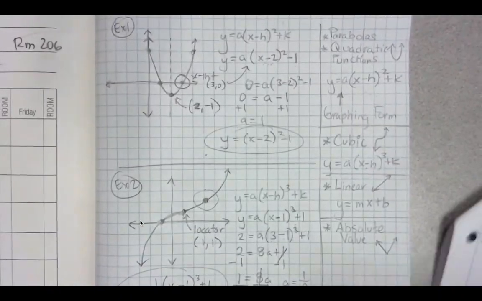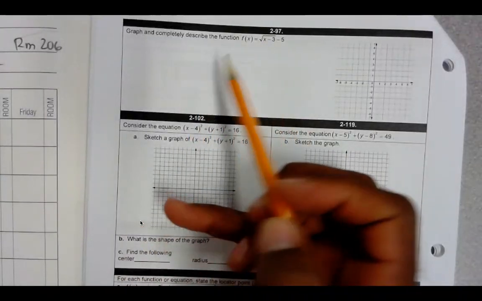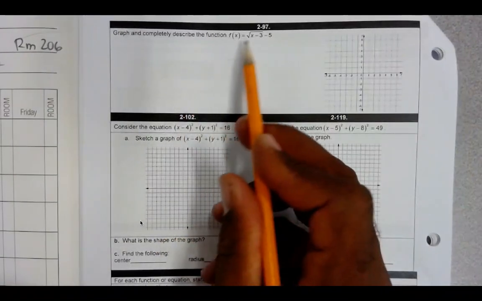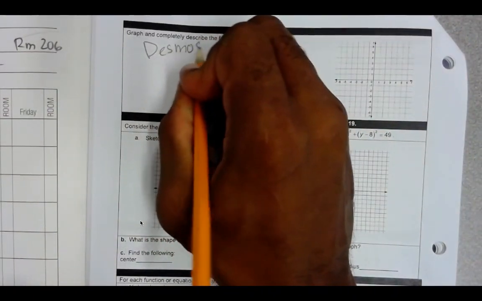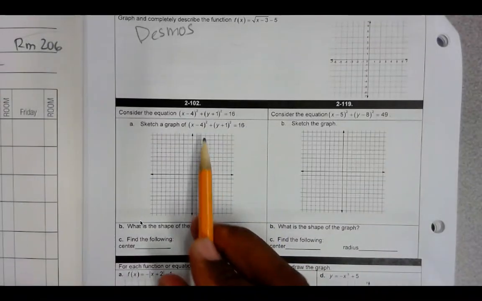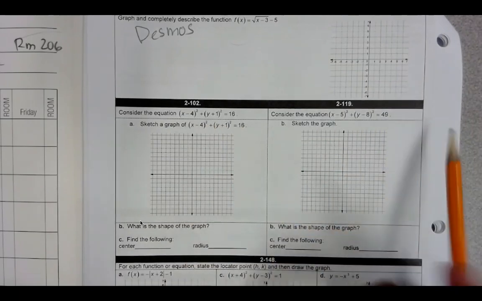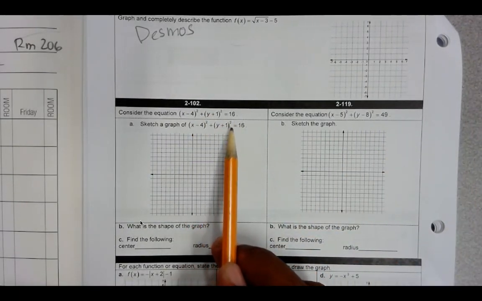The back side of that, real quick. This one you're just sketching this graph out. Graph and describe the function. You guys can use Desmos for this, for the square root function. For these two, does anybody know what kind of shape this creates? This type of function?